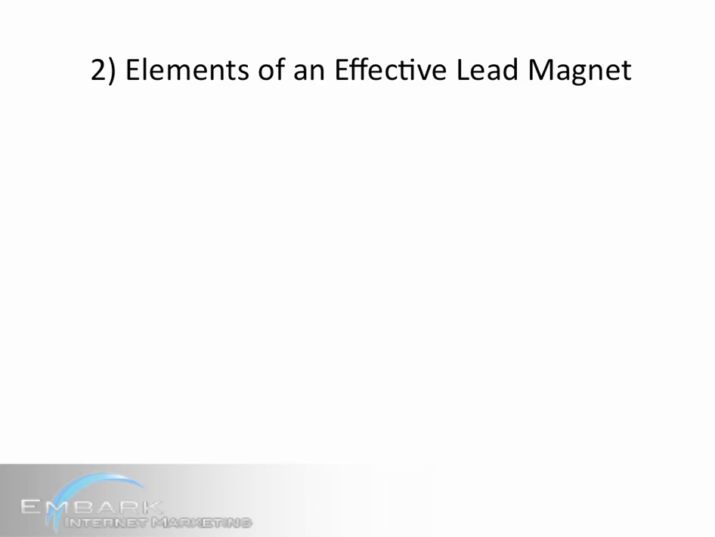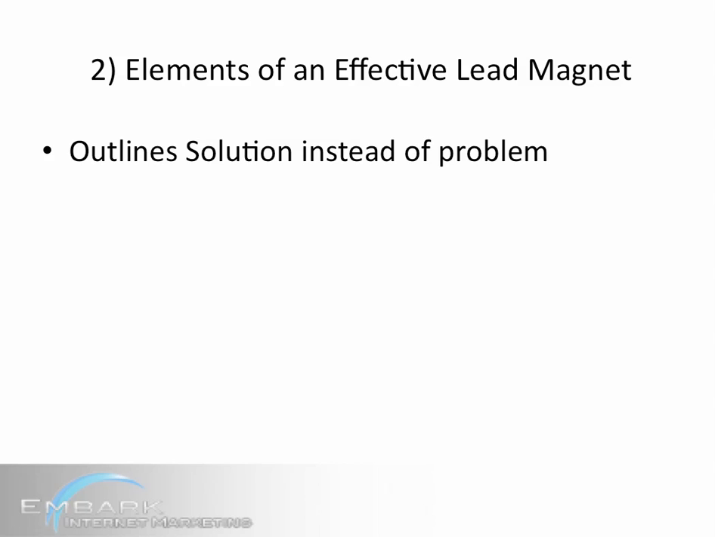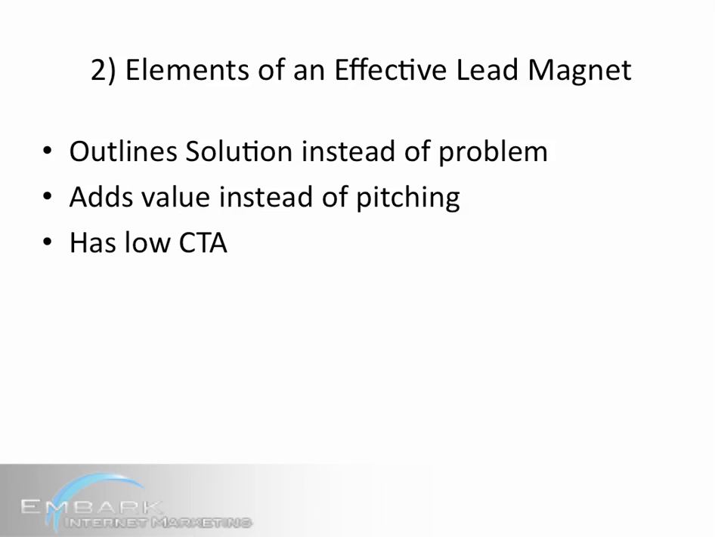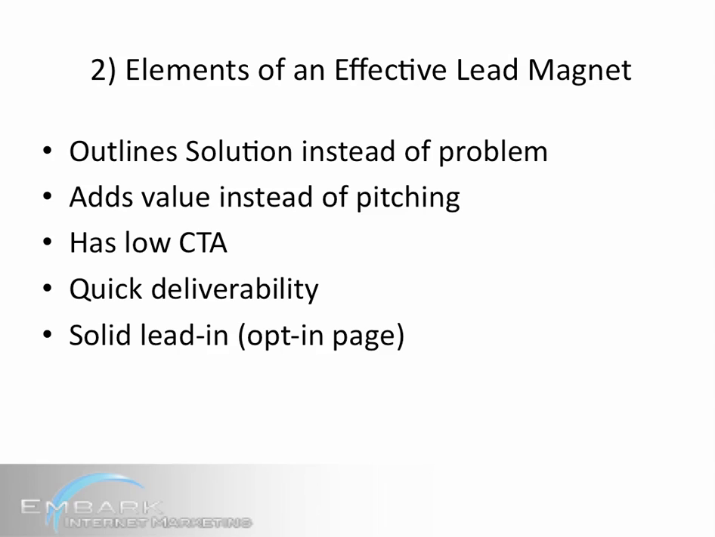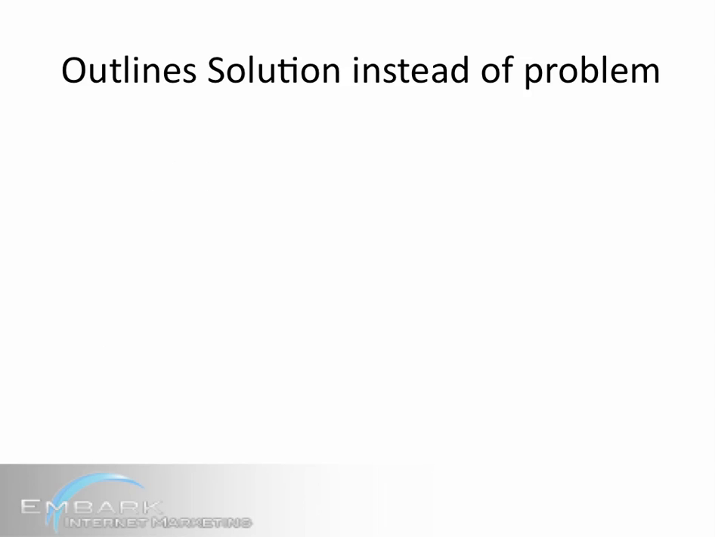So here are the elements of an effective lead magnet. It outlines solutions instead of problems. It adds value instead of pitching, and I'm going to explain all these in greater detail. Has a low call to action. Whenever you see CTA, that's me just abbreviating call to action. Quick deliverability. It's very easy to access. A solid lead-in, meaning an opt-in page or an ask for, hey, you give me your name and email and you can get access to this. That's got to be very strong.